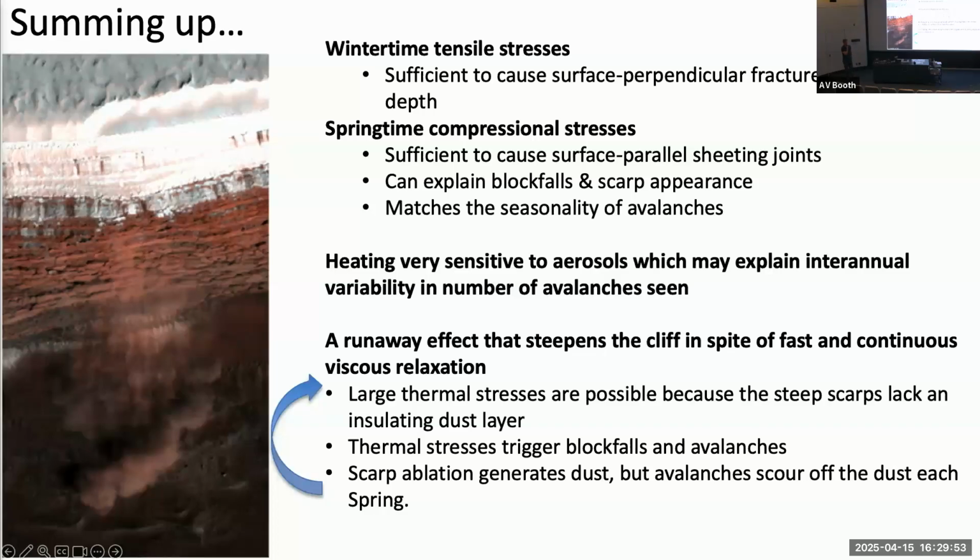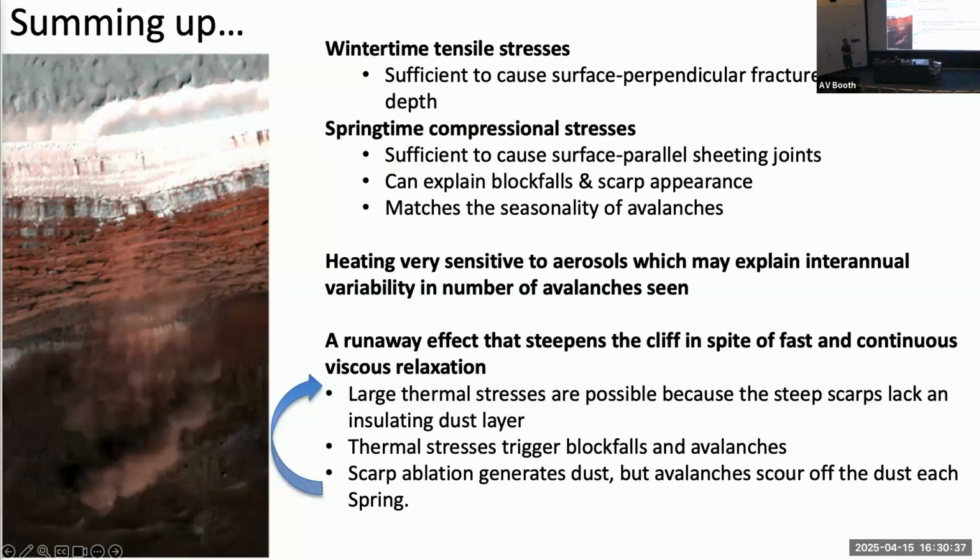The heating is sensitive to atmospheric aerosols, so that is potentially a mechanism to explain the interannual variability. So we saw this long-term trend of decreasing avalanches with year. This is where I'm at the point where I'm actively investigating, about whether we can take the small variations in atmospheric aerosols that we see from year to year on Mars and explain the differences in the number of avalanches we see there as well. Because the sun is coming in almost horizontal and through this enormous path length of atmosphere, tiny fluctuations in the optical depth of the aerosol column can actually have big effects on the heating rate of the scarps.